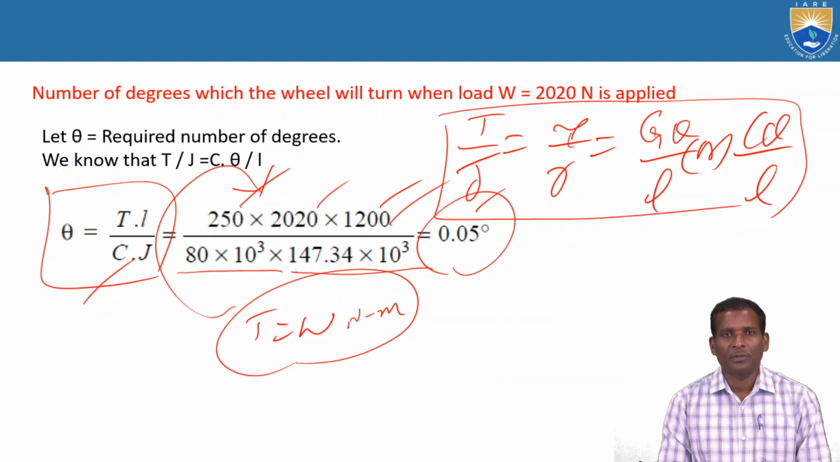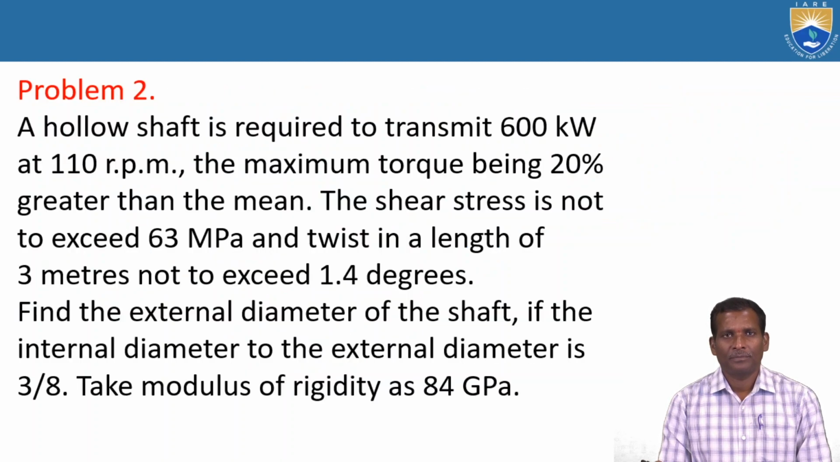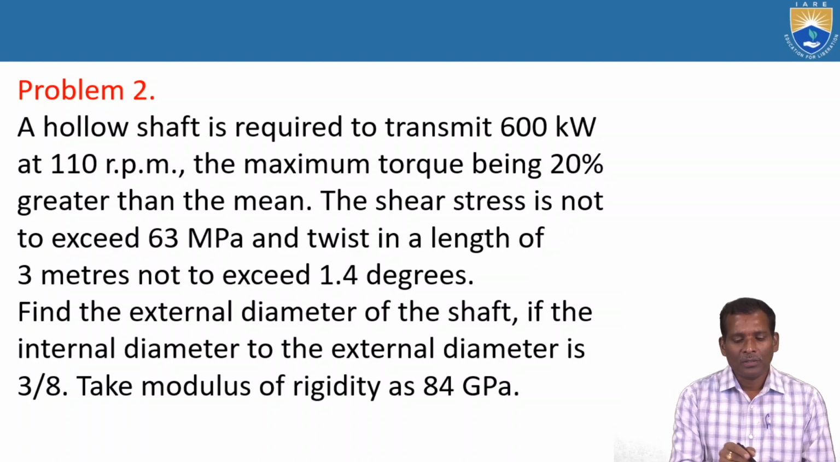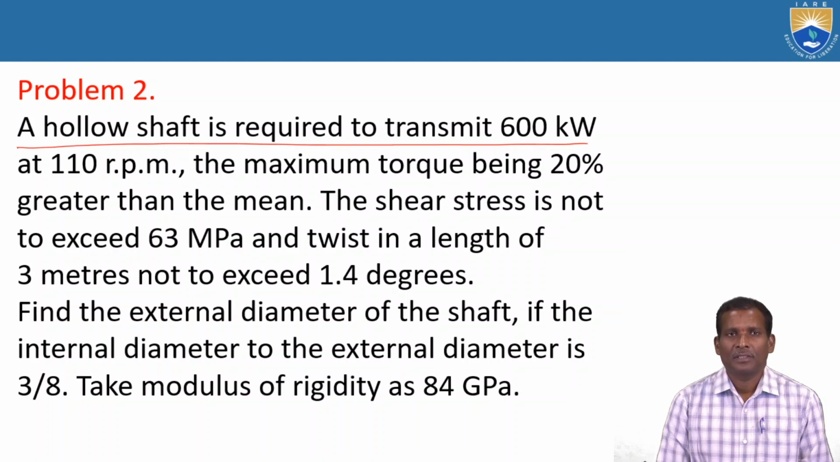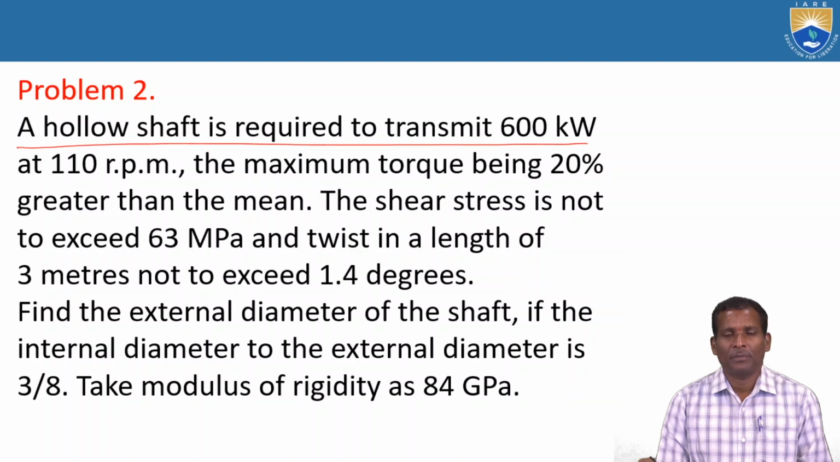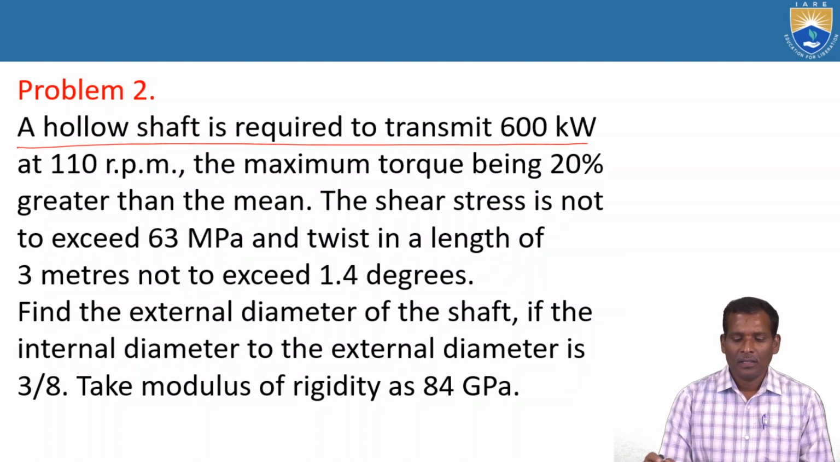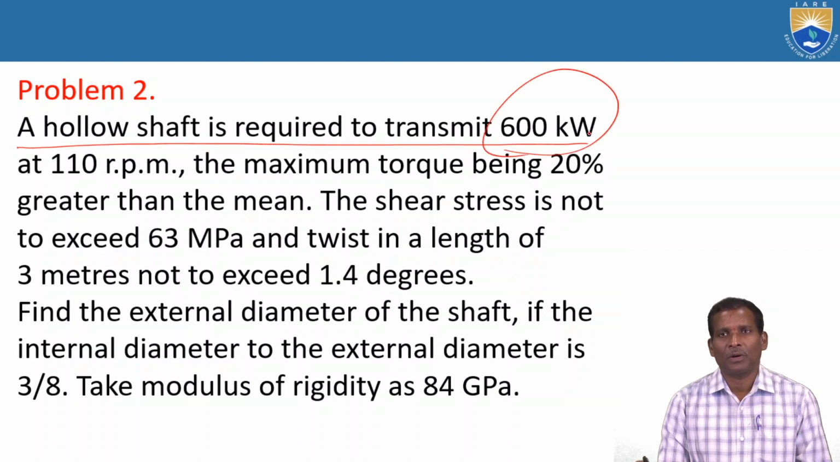So like this, we need to calculate the number of degrees of the wheel when it is subjected to a torsional twisting moment. Next, problem number 2. A hollow shaft is required to transmit 600 kilowatts. See, in the previous problem the given type of shaft is a solid shaft, but in this, the given shaft is a hollow shaft. It is required to transmit 600 kilowatts power at 110 rpm. This is N, the rotational speed.